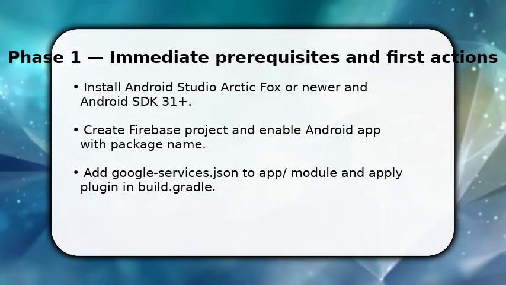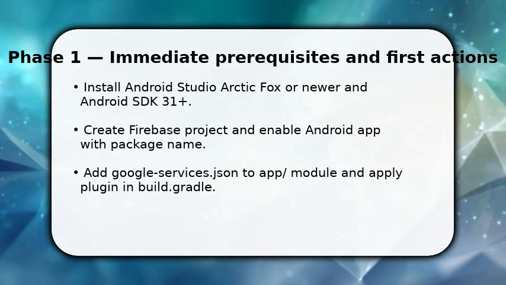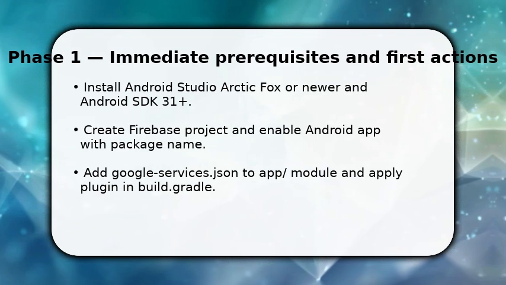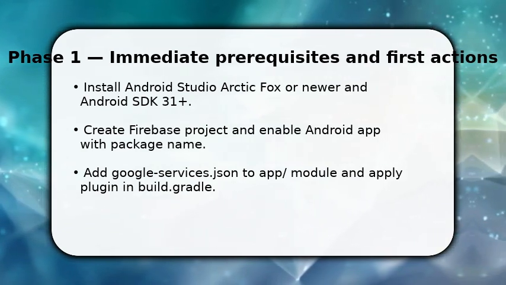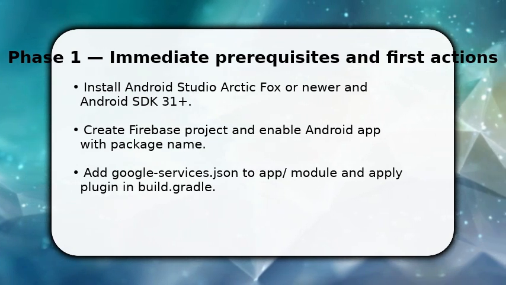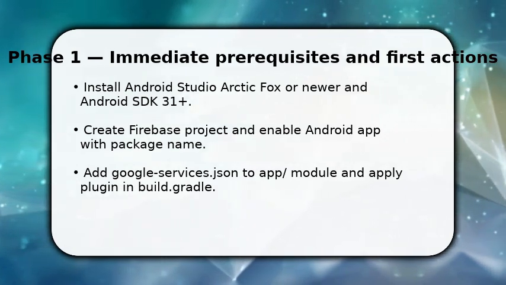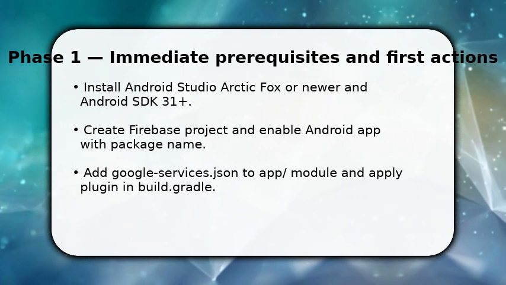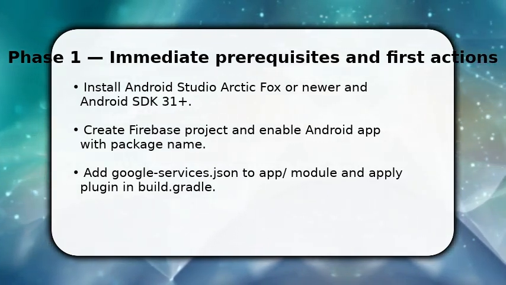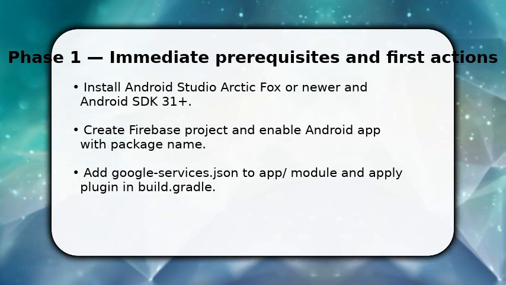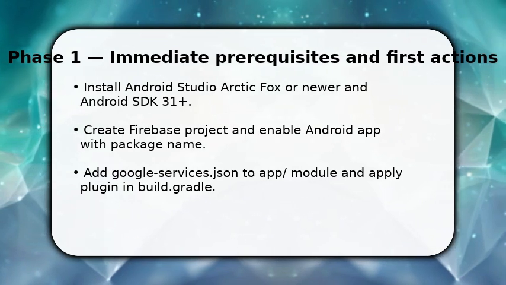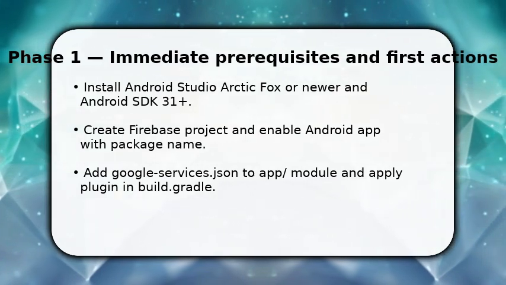You start with essentials: a recent Android Studio and an Android SDK that matches your target. Create a Firebase project and register your Android package name so Firebase can identify your app. Once done, download google-services.json and drop it into the app module. Make sure the file is in the module root. Then add the Google Services classpath and apply the plugin in the project and module build Gradle files so Gradle can process Firebase configuration during build.